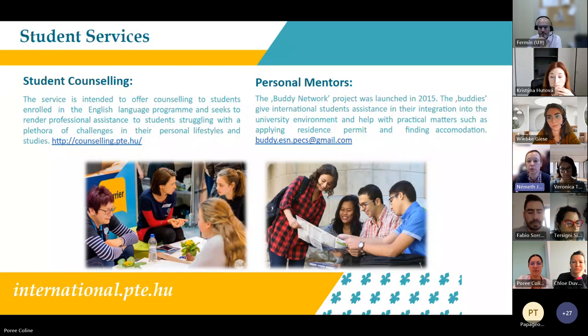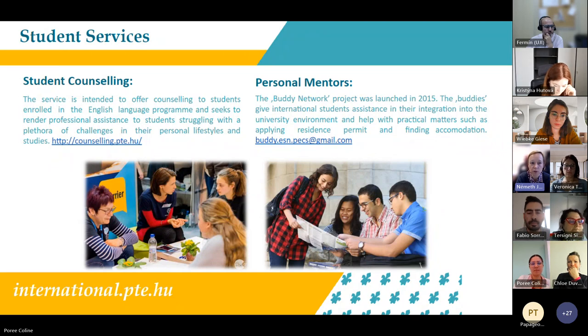With the student union, we introduced personal mentors. So we have a buddy network. Also, we have the Erasmus Student Network. They are helping incoming and outgoing students as well. And we think in the beginning of the semester it is very important to have a student buddy who is helping with all the documentation, administration, and getting to know the city, and to have the welcome week together with the ESN and the buddies.